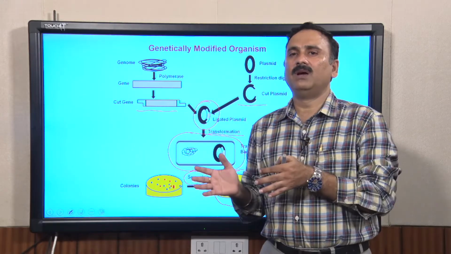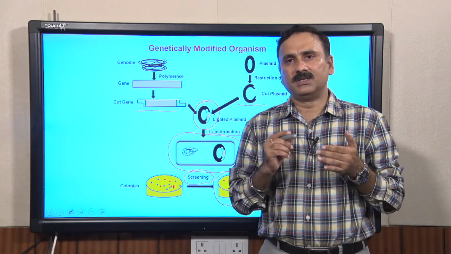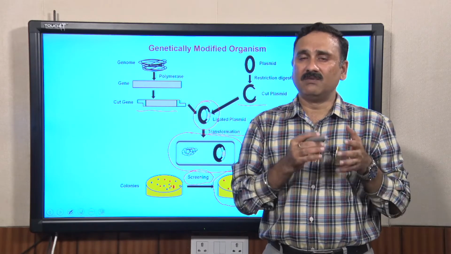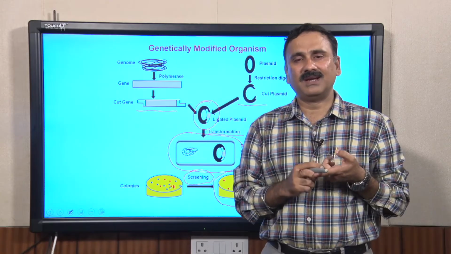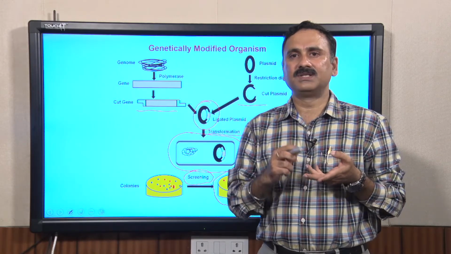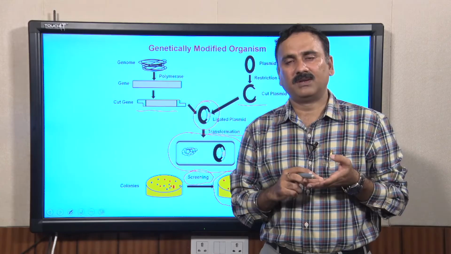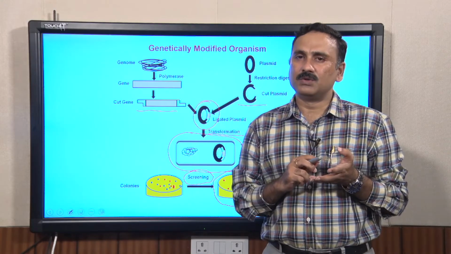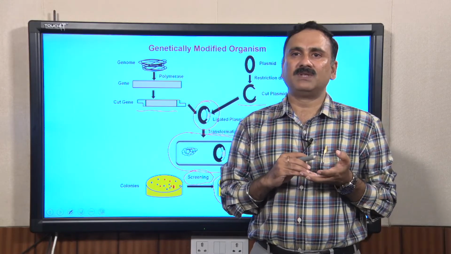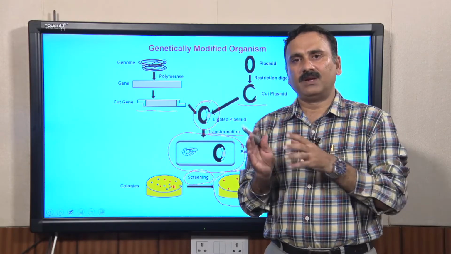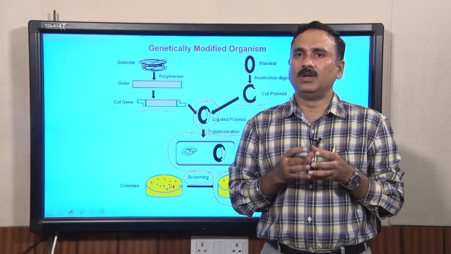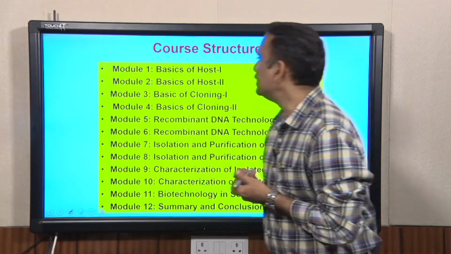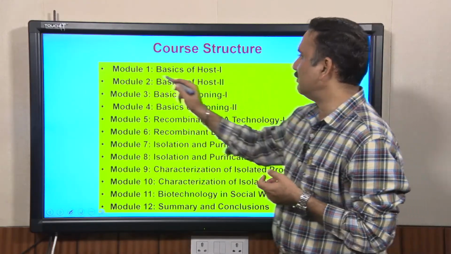And at the end we have also discussed the application of genetic engineering and biotechnology in different fields. For example, animal sciences and plant sciences, and we have discussed the application in the medical sciences, and we have also discussed the application of genetic engineering in all different types of aspects related to society. So, the content of this course is divided into 12 different modules.